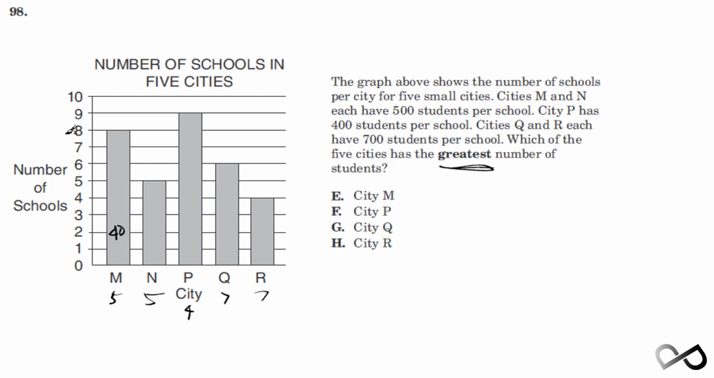City P is 4 times 9, which is going to give us 36. And then Q is 7 times 6. That's going to give us 42. And again, you don't have to multiply R because 7 times 4 is going to be less than 7 times 6. So this one you don't even have to do. So in the choices here, which number is greatest? It's 42, and that's city Q, and G is our answer.